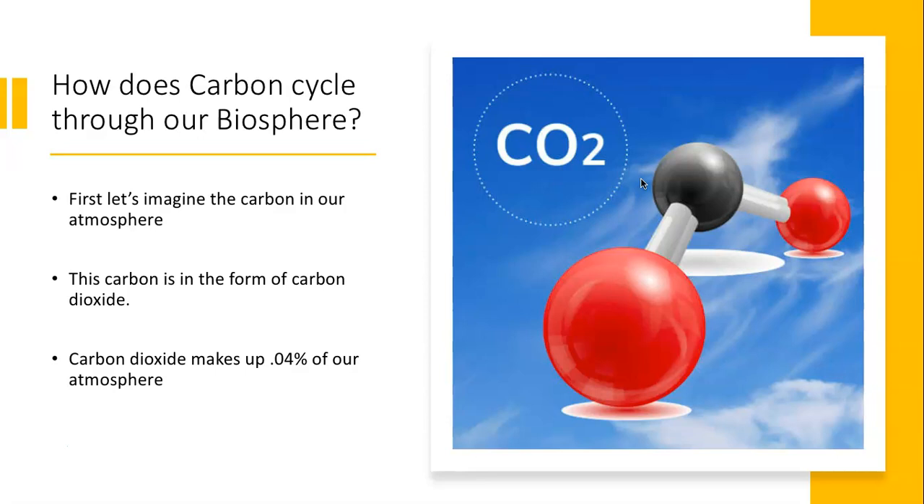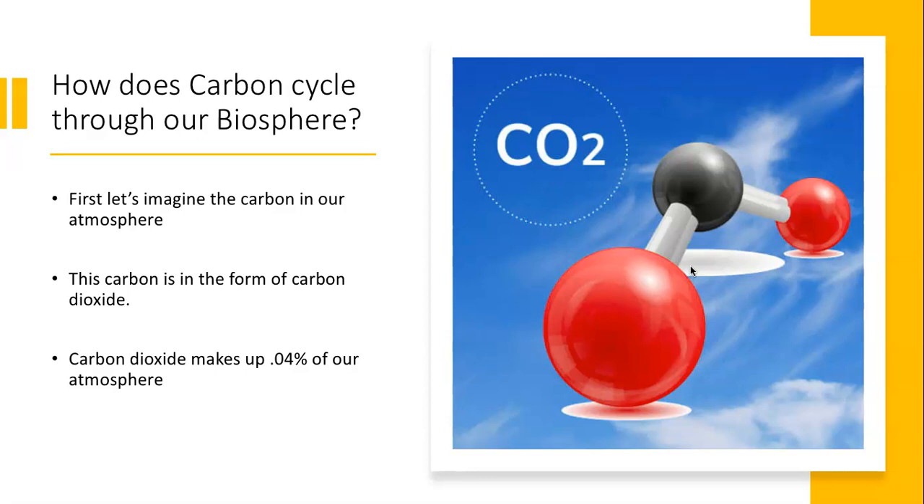How does carbon cycle through our biosphere? The best place to start is up in the atmosphere. All of the carbon in our atmosphere is made up of CO2, so that's a carbon with two oxygens. As important as carbon dioxide is to our atmosphere, it only makes up a really small percentage, 0.04% of the atmosphere. That is increasing with the effects of human-created climate change, but even still, it's a very small percentage as compared to nitrogen, which is like 70% of our atmosphere.